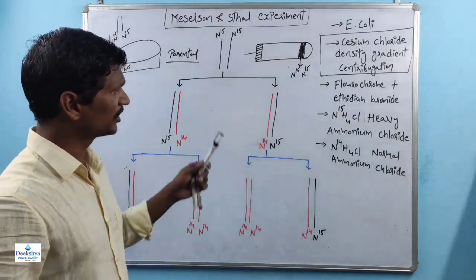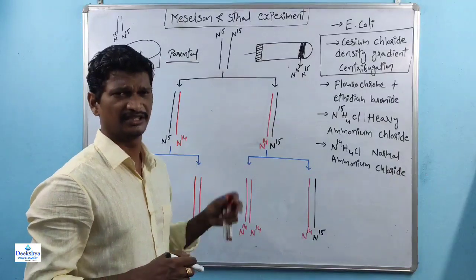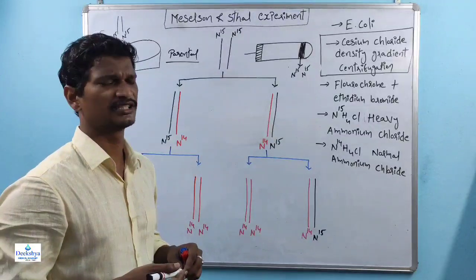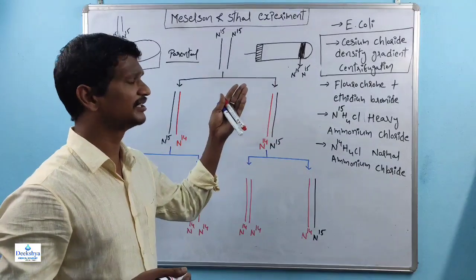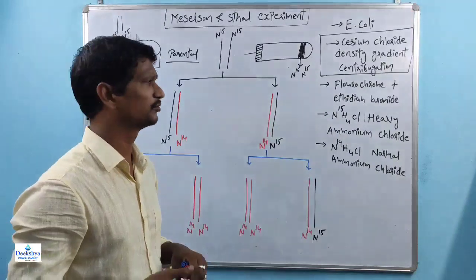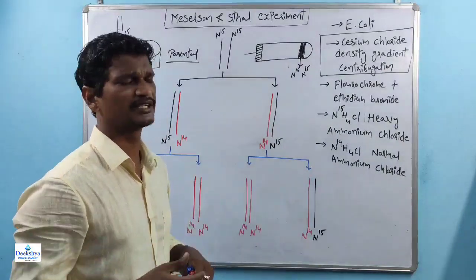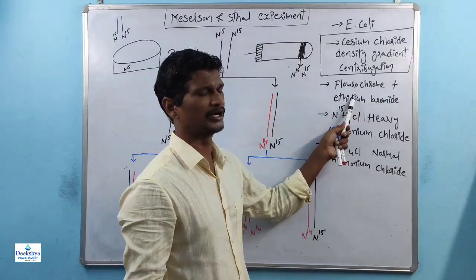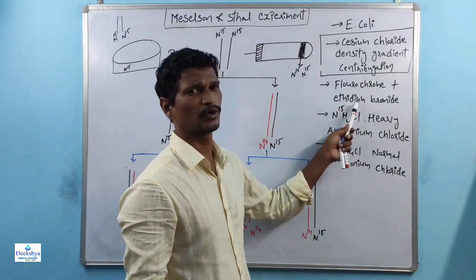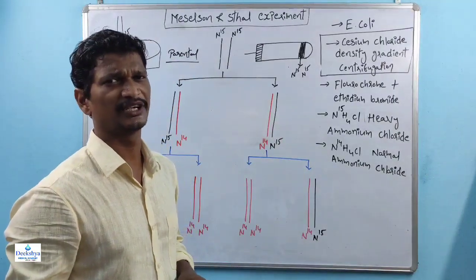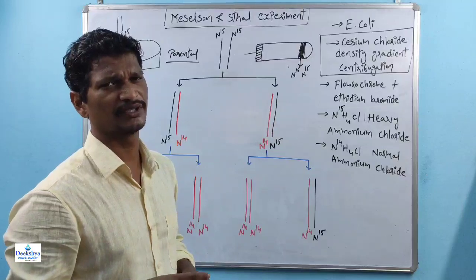So how can we identify that DNA band? Generally we can't see the cells, we can't see the DNA. Then how can we identify the DNA band within the test tube? We use some dyes: fluorochrome and ethidium bromide. Both are dyes which are used for the identification or visualization of the band.